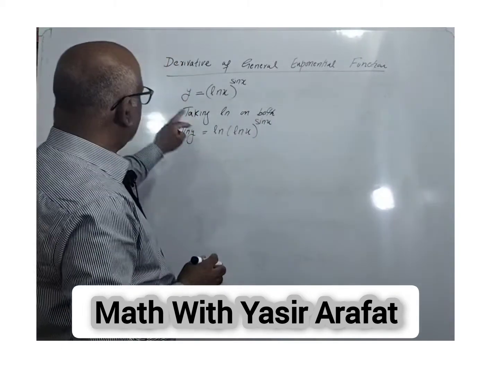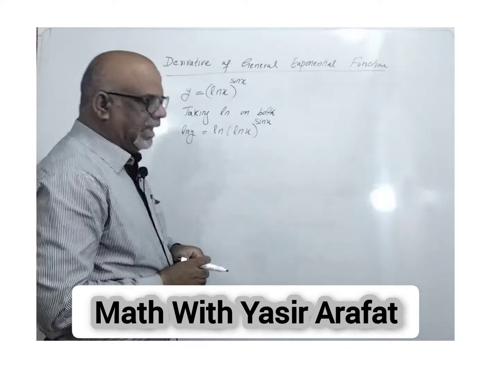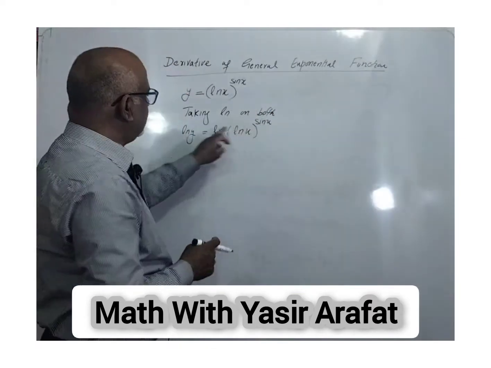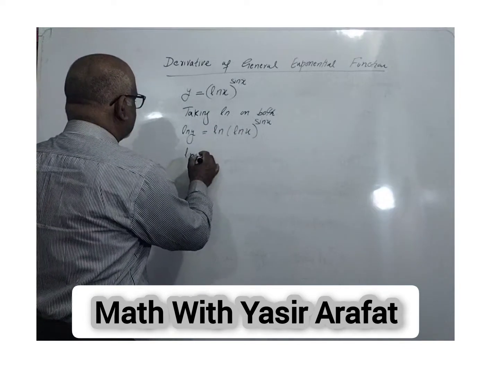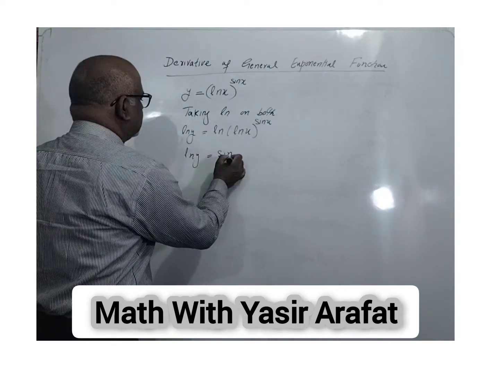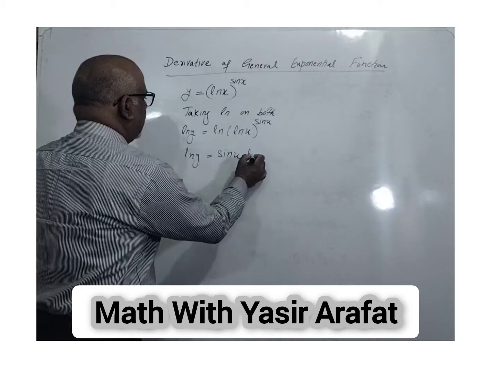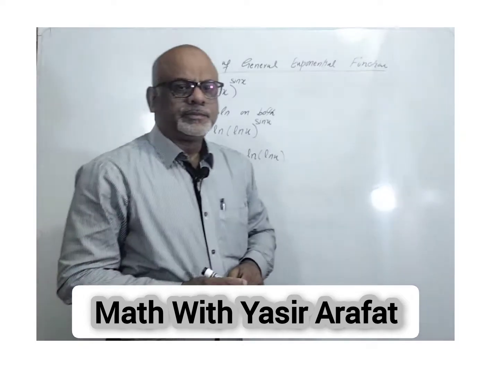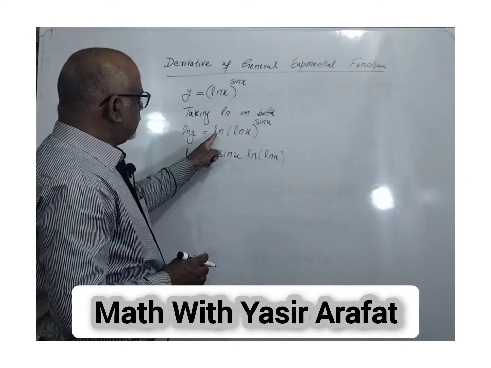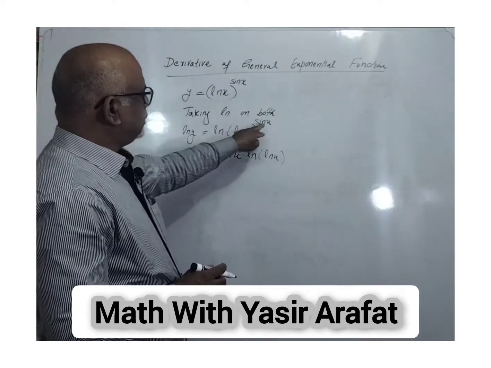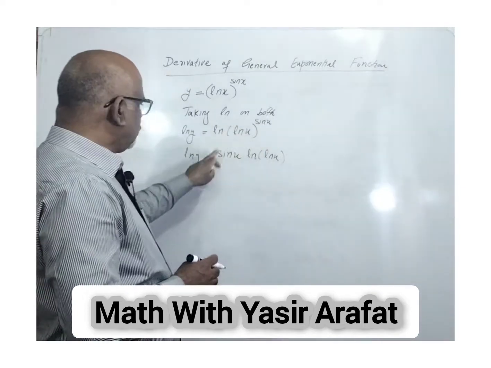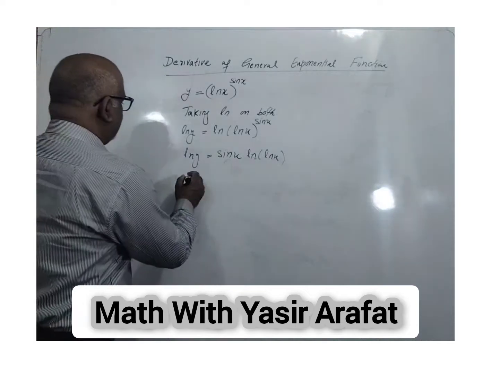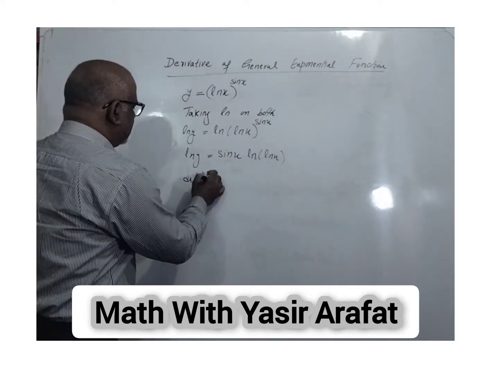We have to take ln on both sides. So we have a property of ln that the power becomes the coefficient of the function. So this is sin x into ln of ln x. What is the property of ln? The function power becomes the coefficient of the function. They'll multiply with this. So now we have to differentiate with respect to x.